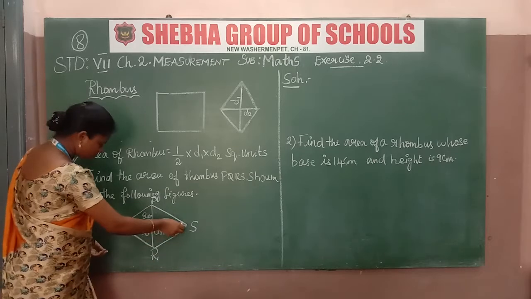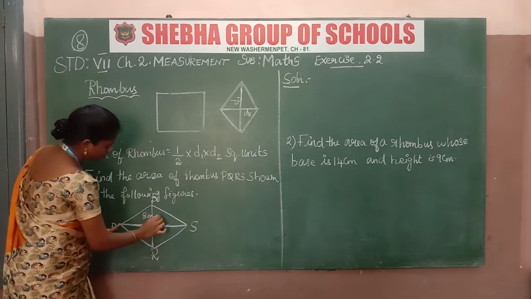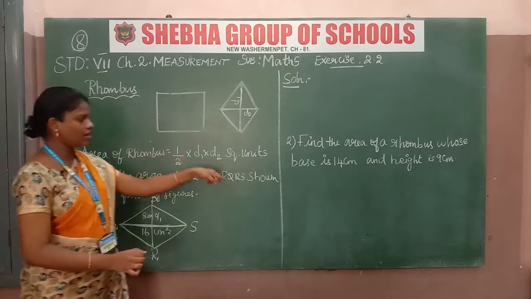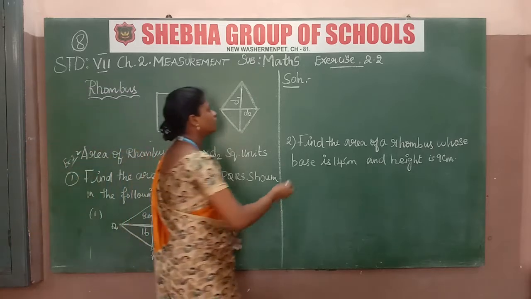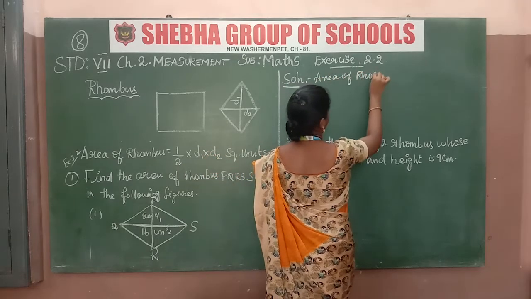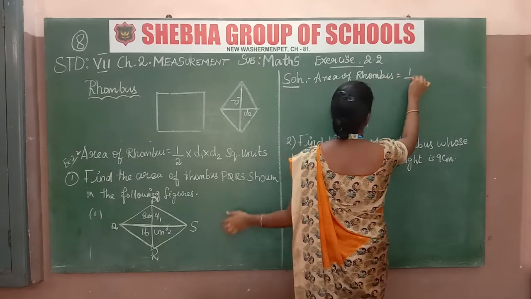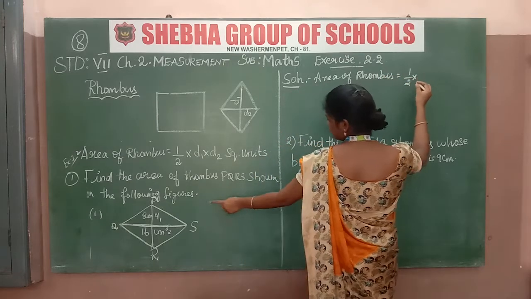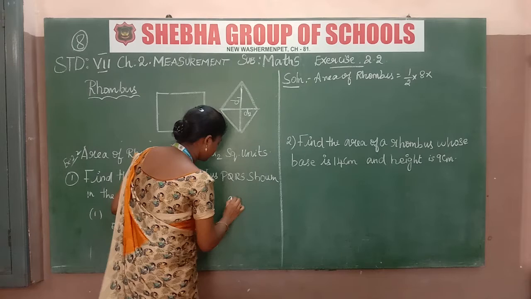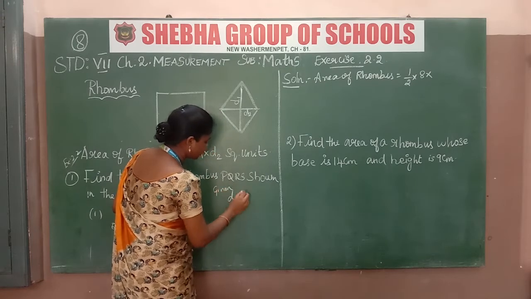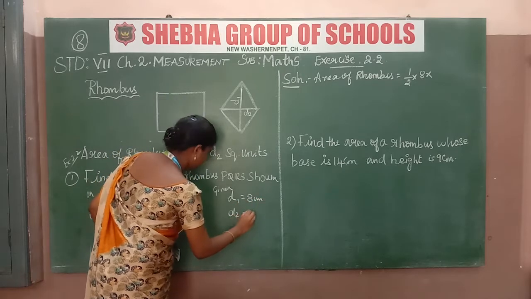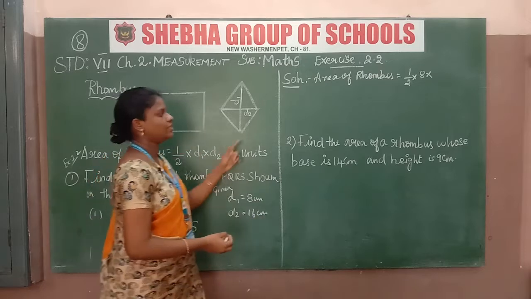And this is D. We will call this D1. And what will we call this? This is 16 cm. This is D2. This is D1 and this is D2. So then let's write the formula. Area of the rhombus is equal to 1 by 2 into D1 value, which is 8, and D2 value. In the given, we have to write: D1 is equal to 8 cm and D2 is equal to 16 cm. Then find the area of the rhombus.